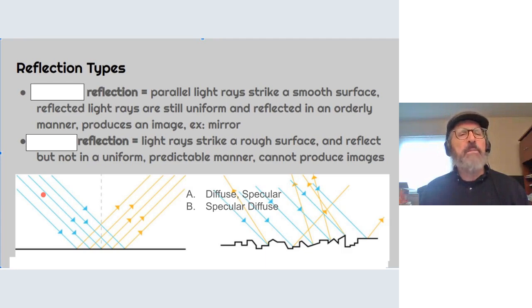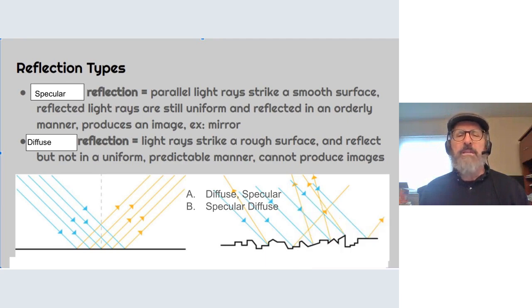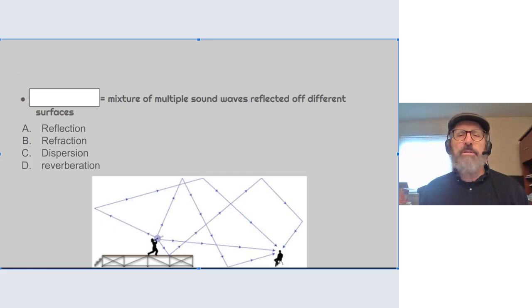So I got 5 people out of 15, a third of the class, and most of you have this correct. It's letter B. So specular reflection and diffuse. Like I said, most all of the quiz questions are coming off of this, so please try to use the notes or write your own notes.